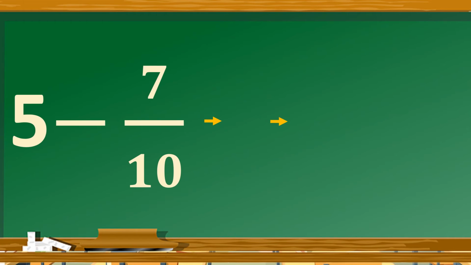Okay, so let's have an example. So, meron tayong 5 minus 7 over 10 or 7/10. At ang whole number natin rito is 5. So, from step 1, we need to borrow 1 from the whole number portion. So, yung 5, mababawasan ng isa, that will become 4.